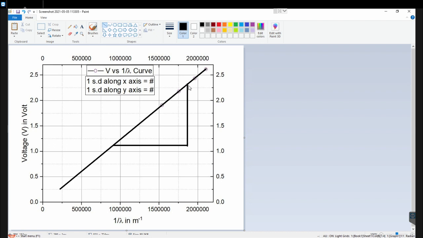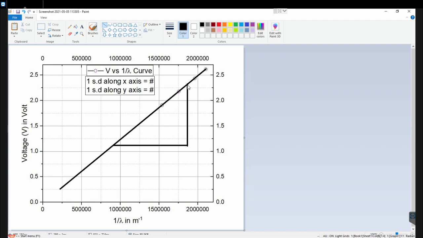Suppose, for example, it has 20 smallest divisions along the y-axis, and suppose it has 18 smallest divisions along the x-axis. Along the x-axis, we know that one smallest division is some amount. I don't know actually what the value is, so suppose you find it to be A. So 1 SD is equal to A, and it is 18 divisions. So we have to multiply this 18 with the 1 SD value, that means A. So it will be 18A.